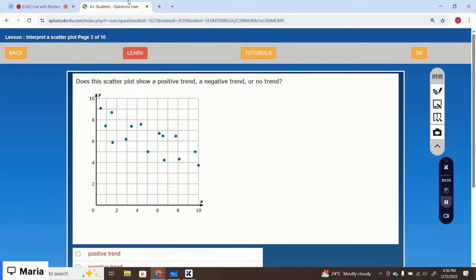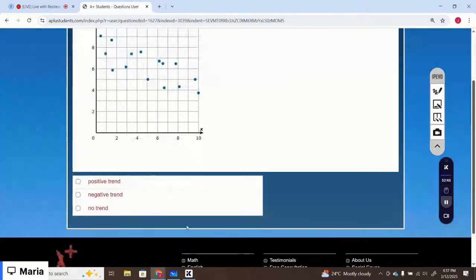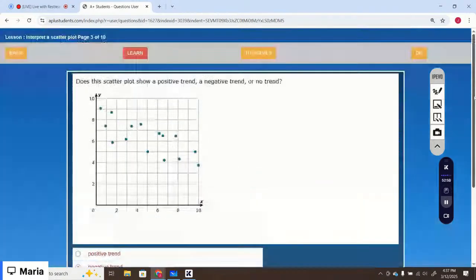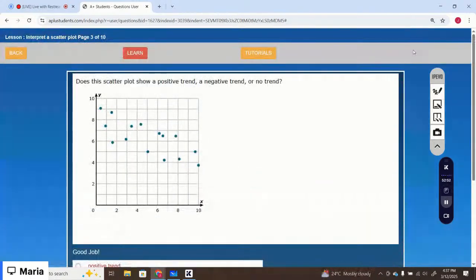Does this scatter plot show a positive trend, a negative trend, or no trend? So, which is the correct option? That is negative trend because Y values are increasing and X values are decreasing, so the graph shows negative trend.